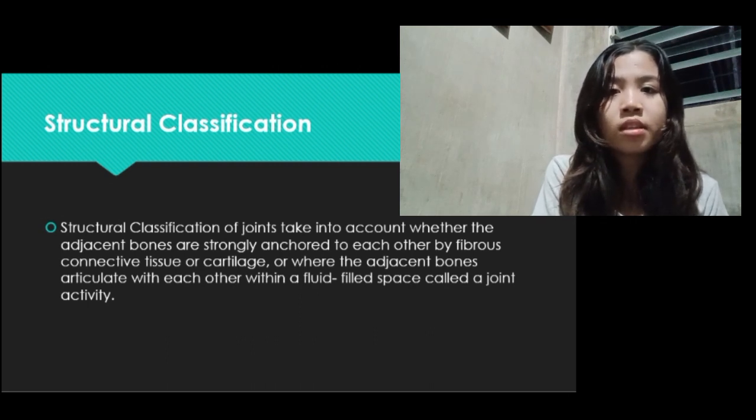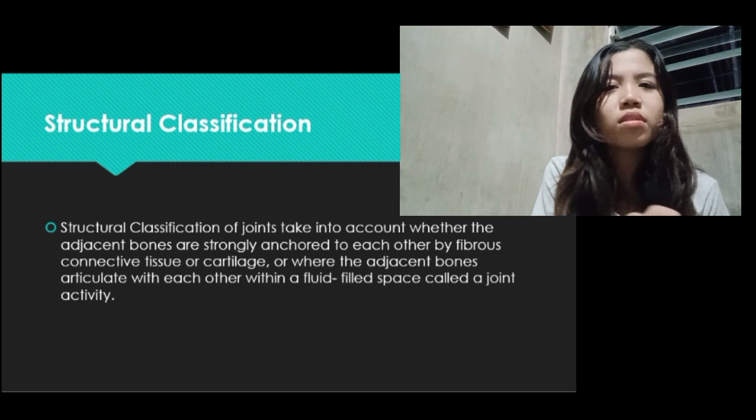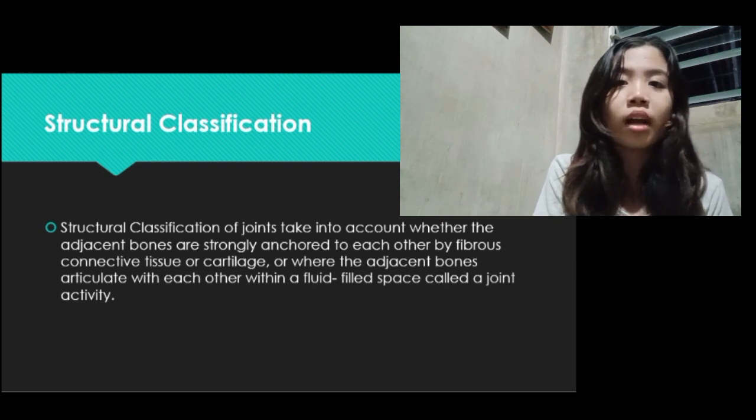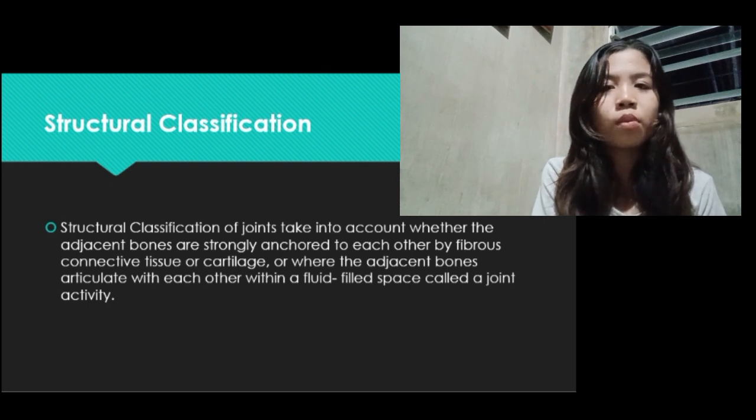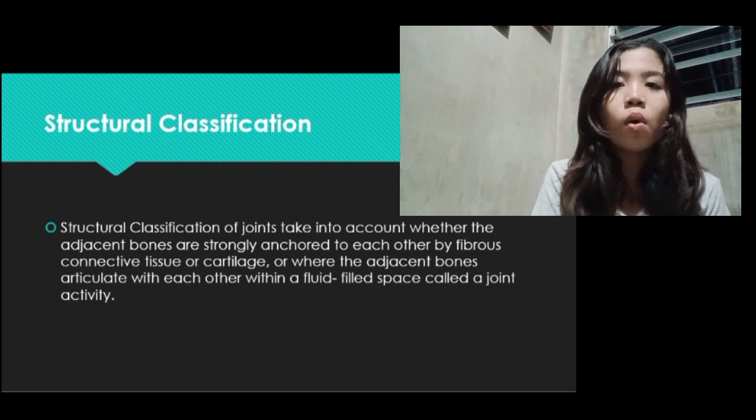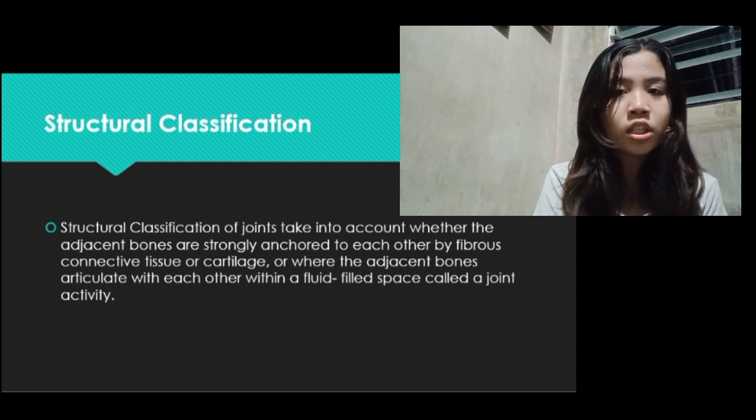Like fibrous joints, cartilaginous joints also lack a joint cavity. An example would be the joints between the vertebrae in the spine, which are connected by cartilage.